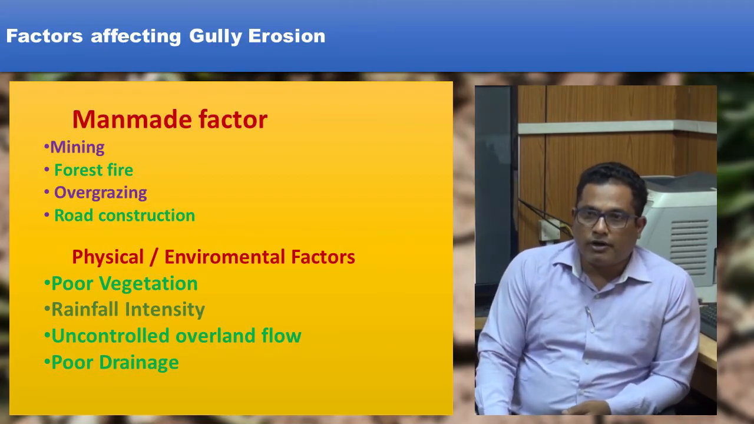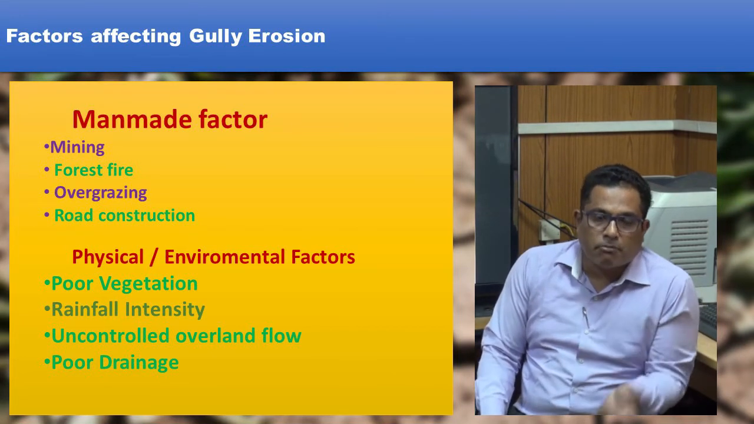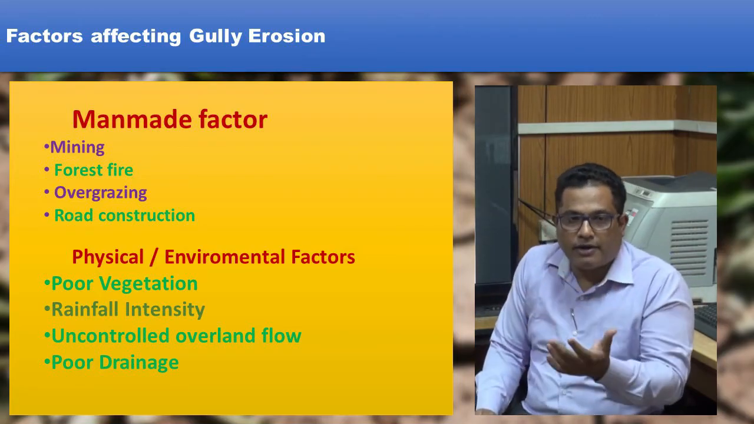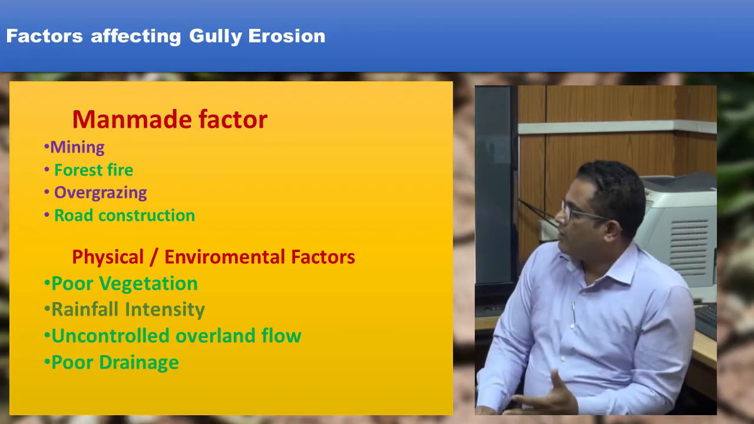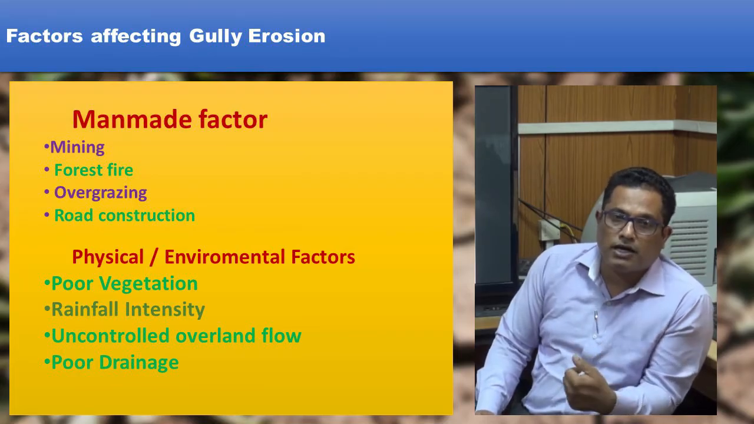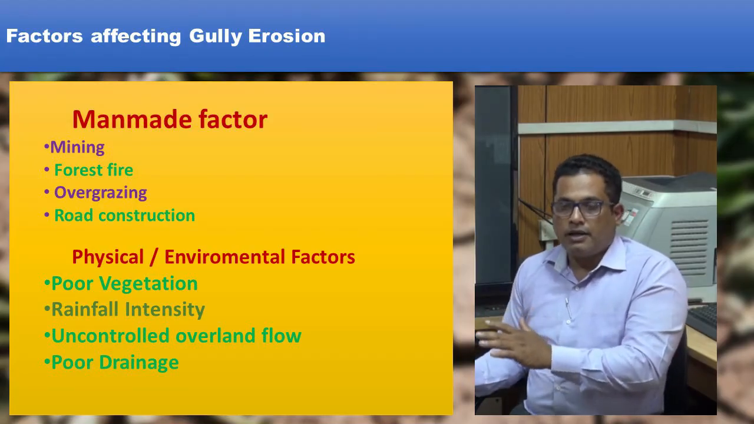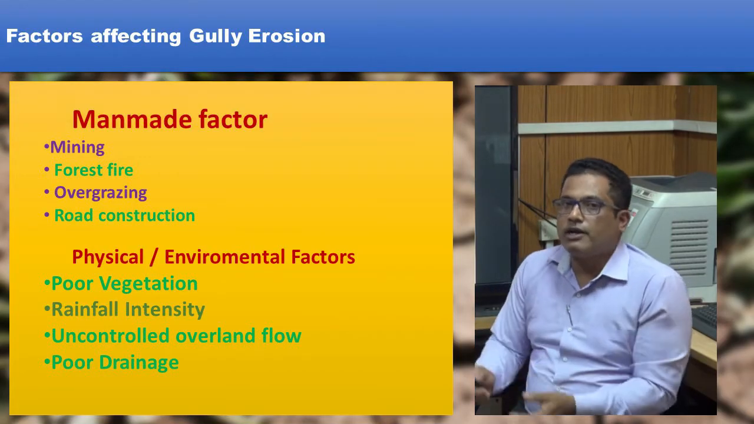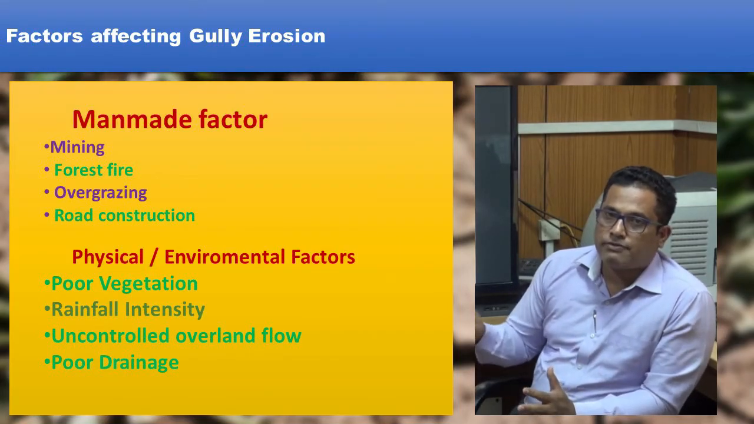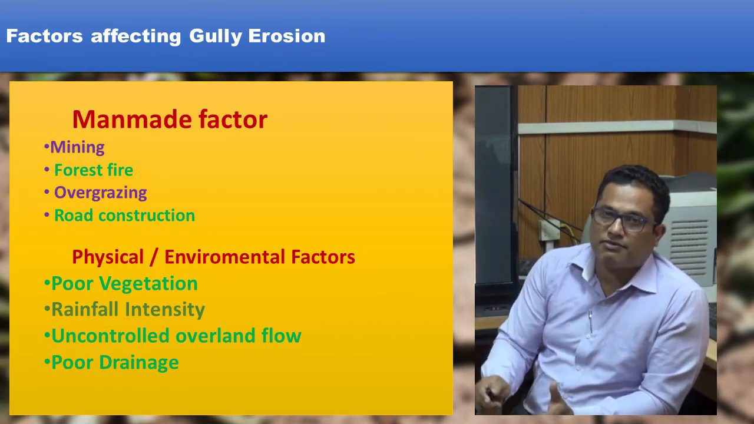Forest is a very good cover against the impact of raindrops. If this protective cover is removed through inadvertent forest fire, or a practice followed in the northeastern region called jhum cultivation, where a chunk of forest land is burned, also called shifting cultivation, cultivation is done for a season, and in the second season they go to some other place. That's why it is shifting cultivation.